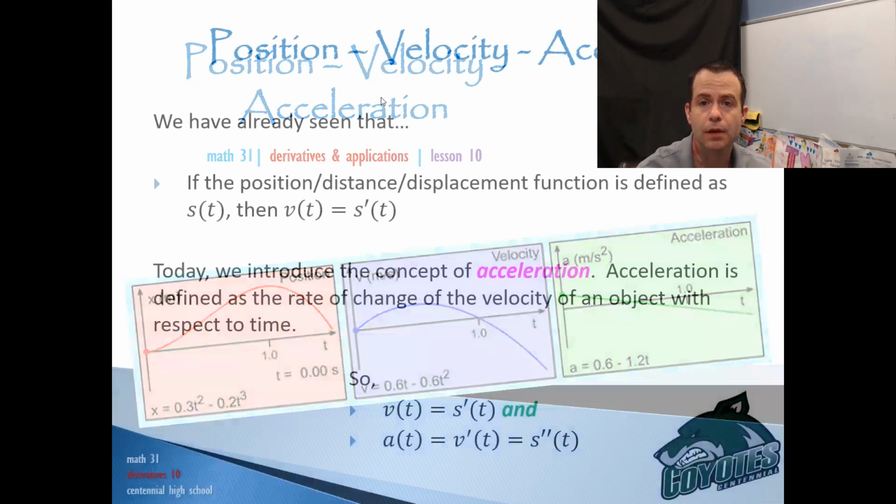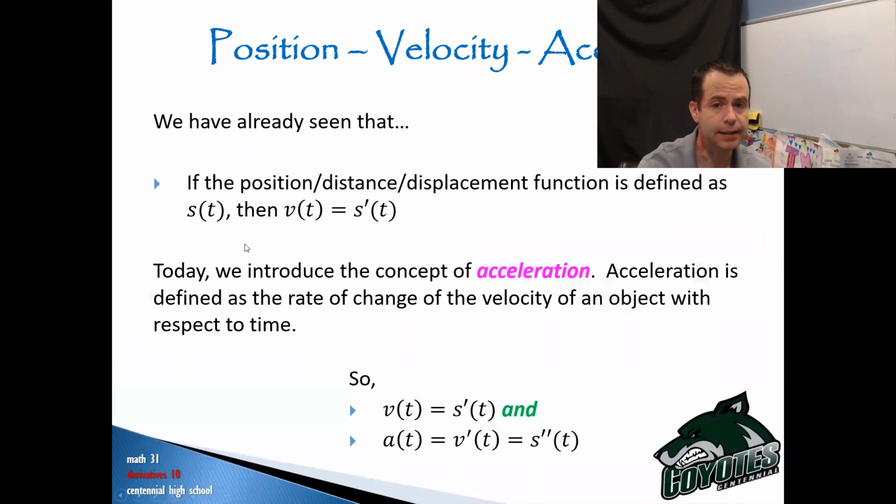Okay, so we have seen that if the position or distance or displacement function, those all mean the same thing, is defined as s of t, then the velocity function is the derivative of s of t. Today, we're going to introduce the concept of acceleration. Acceleration is defined as the rate of change of the velocity. So remember, as soon as you see the rate of change, that's the derivative, right? Because that's looking for the slope of each tangent line. That's what's going to give you the rate of change along the function. So the rate of change of velocity is acceleration. So it's the rate of change of velocity of an object with respect to time.